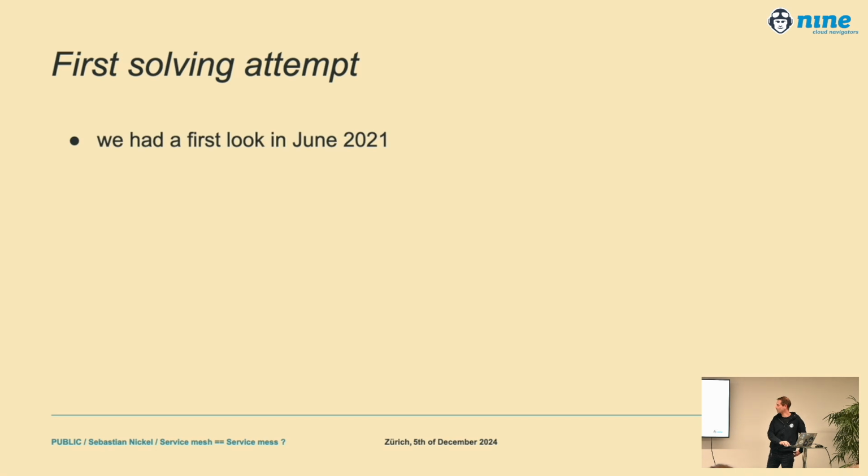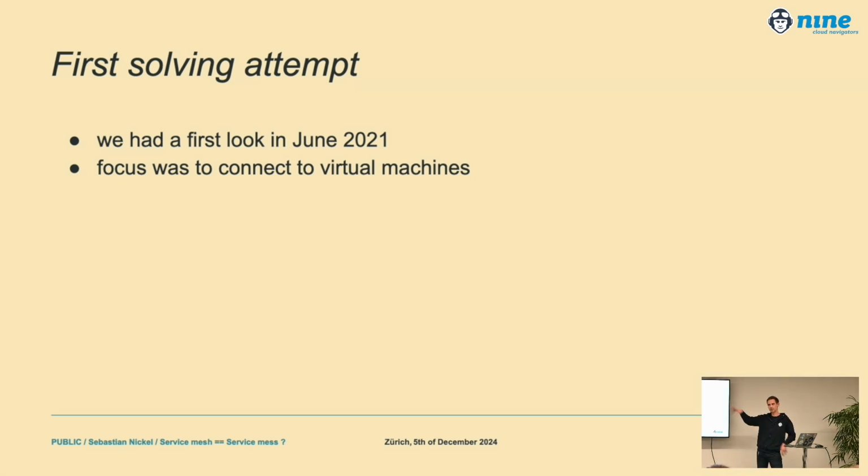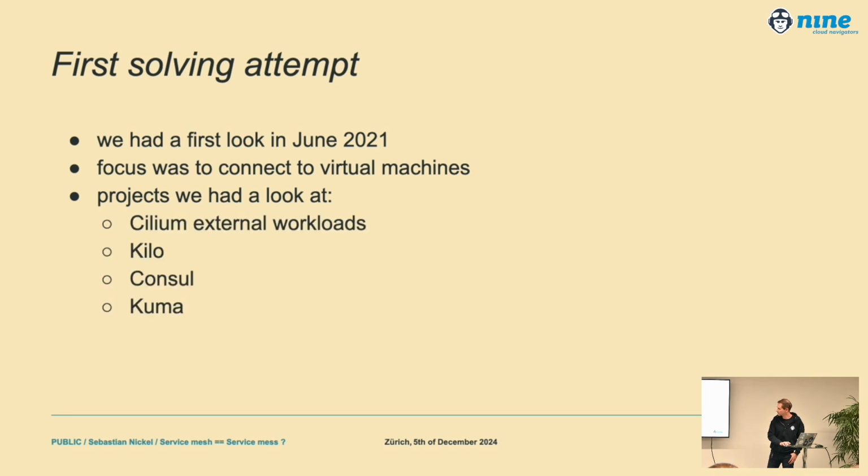So we had the first solving attempt, and we're going back to June 2021. That's when we first tackled that issue. Back then, the database on demand was coming up, put on virtual machines. Customers asked, hey, I have an NKE cluster, which IP should I put in? And we said, we don't know. They are changing all the time. So that project basically came up.